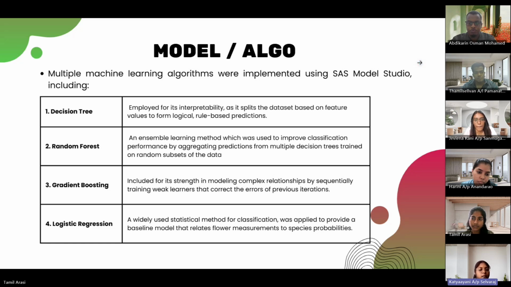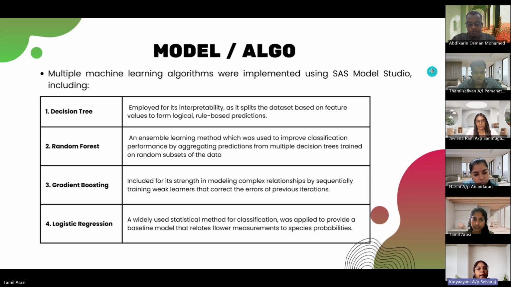So as we know, multiple machine learning algorithms were implemented using SAS Model Studio. The first is the decision tree, which is employed for its interpretability as it splits the dataset based on the feature values to form logical and rule-based predictions. The second algorithm used was random forest. Random forest is an ensemble learning method used to improve classification performance by aggregating predictions from multiple decision trees trained on random subsets of data like the iris dataset.